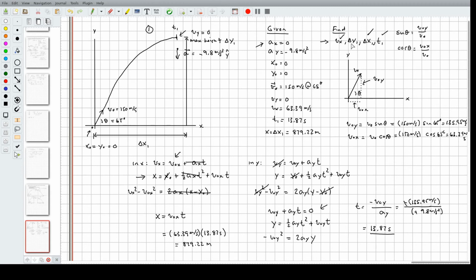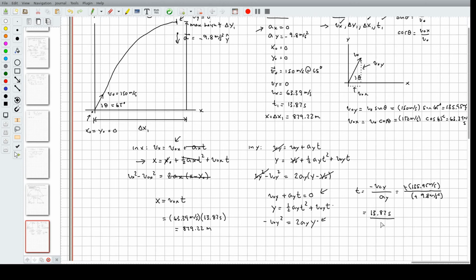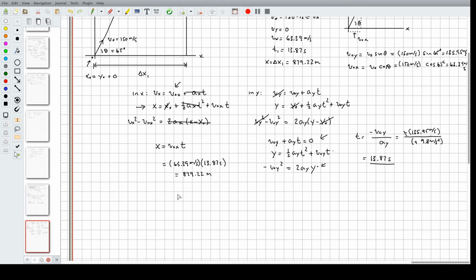Last up is the max height, or delta y. We've got options. We could use this, but doing this is more complicated than using this. And this is what I propose that we do, we use this one right here. So max height is going to come from this equation right here. Minus v naught y squared is equal to 2 ay times y. If you solve for y, it's minus v naught y squared over 2 ay.